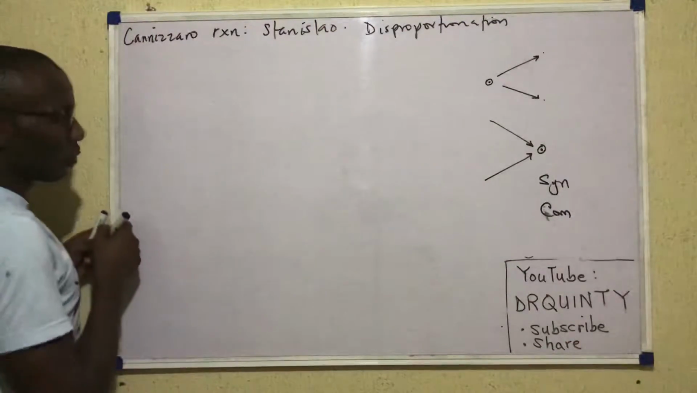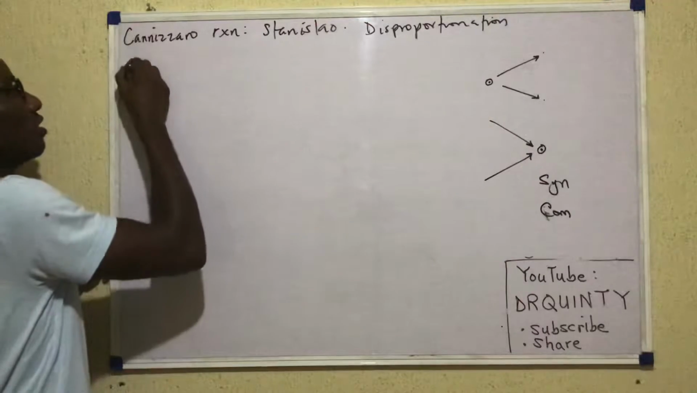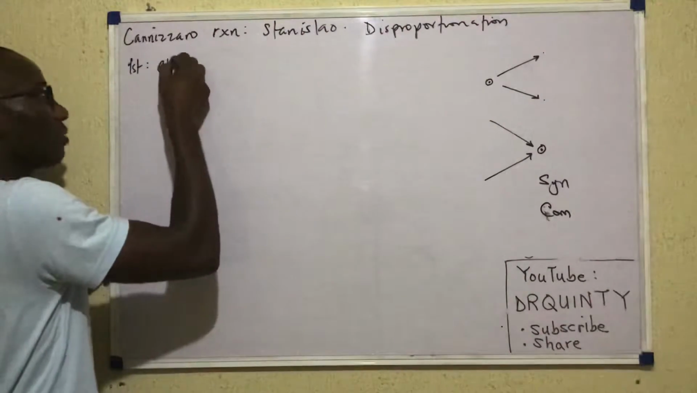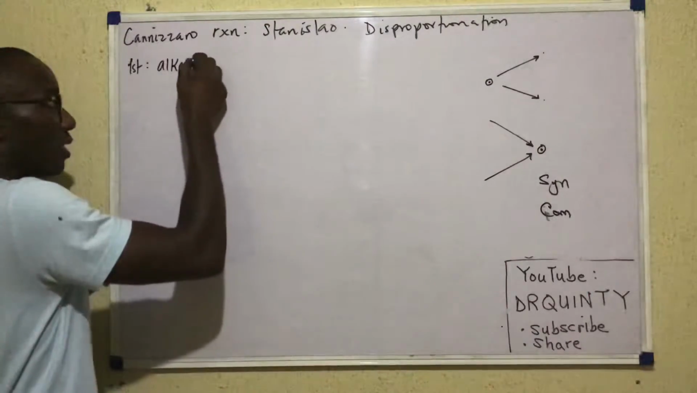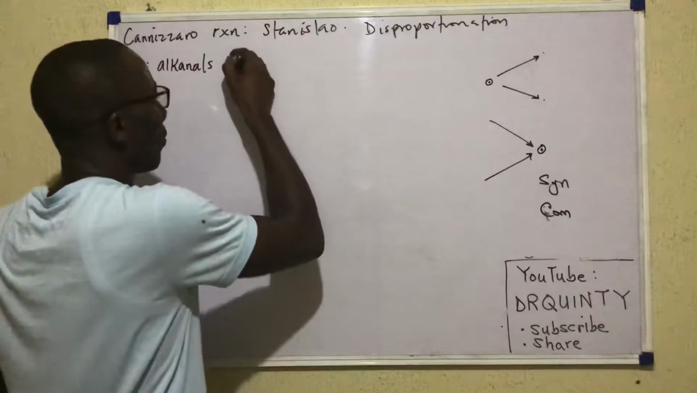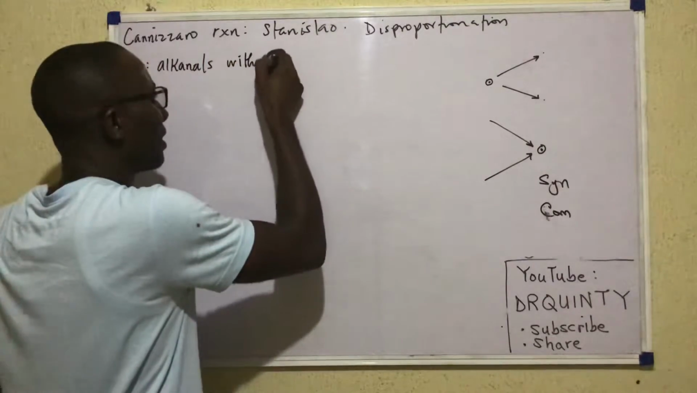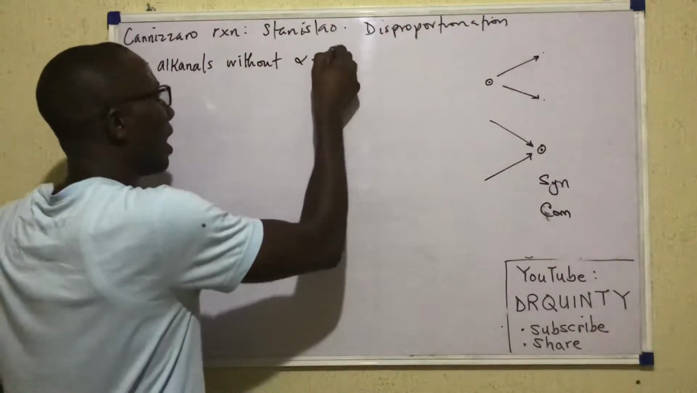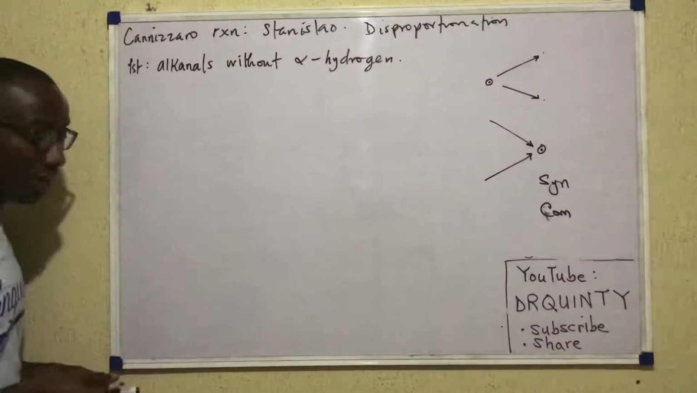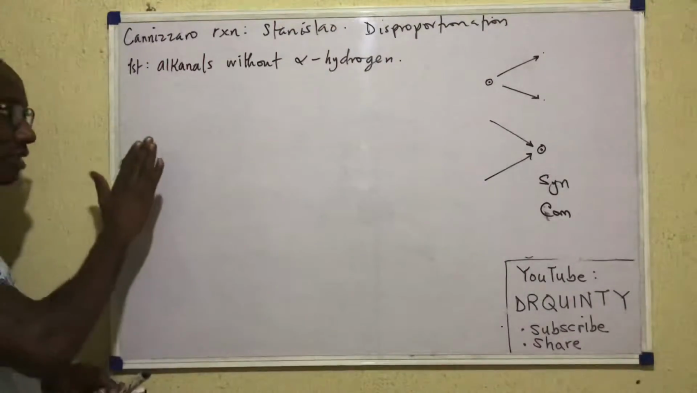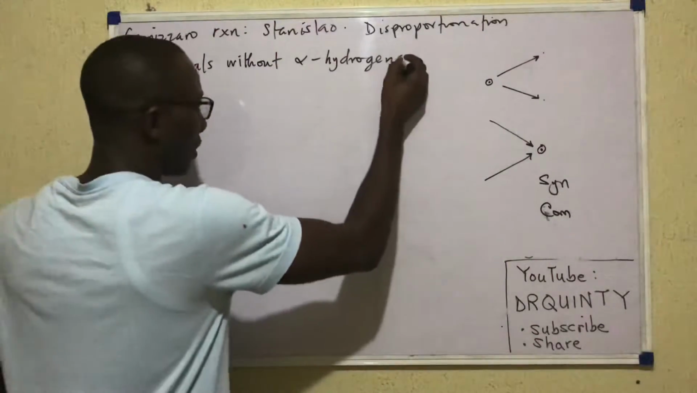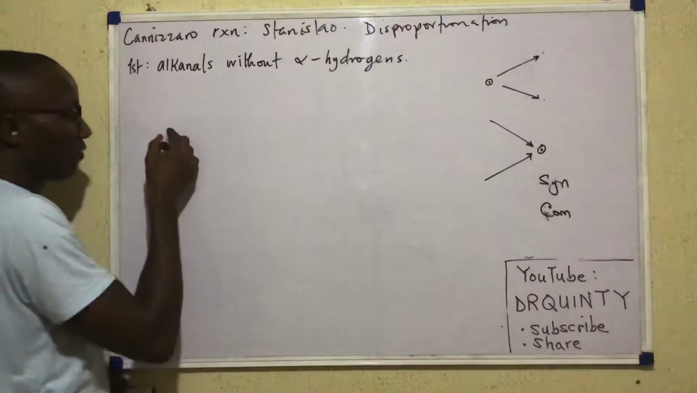During this reaction, what happens? First, this reaction concerns alkanals. Only alkanals undergo it, alkanones don't. And the alkanals that undergo it are the alkanals that do not have alpha hydrogens. So an alkanal without alpha hydrogens is a qualified candidate for the Cannizzaro reaction. So let's bring some alkanals that do not have alpha hydrogens.